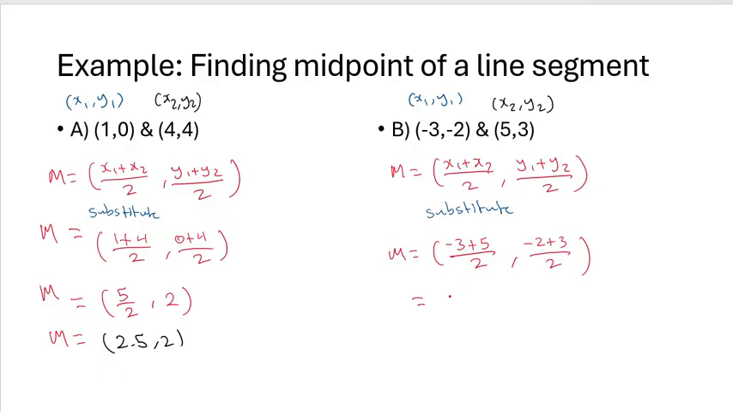And I'm just going to figure it out. It becomes 1 and 1/2. Now, if you're wondering how I got this, negative 3 plus 5 is positive 2. And positive 2 over 2 just turns into 1. Negative 2 plus 3 is 1. And 1 over 2 is just 1/2, okay? And if you really wanted to write it in decimal form, 1 and 0.5, okay? So that's where the midpoint is.